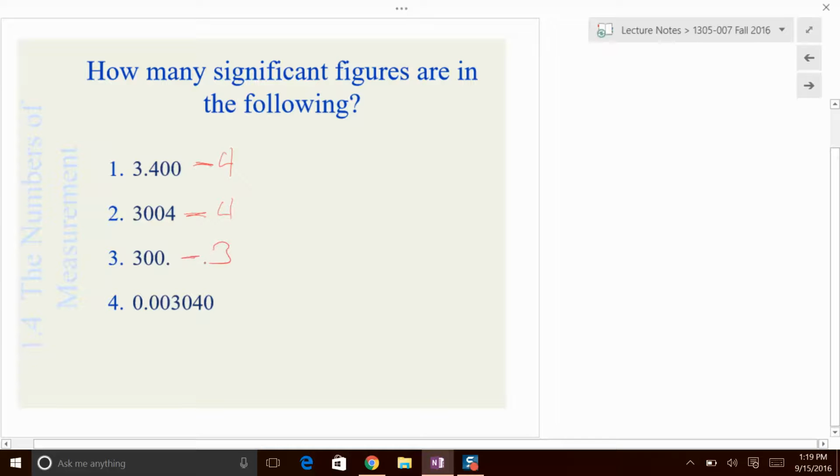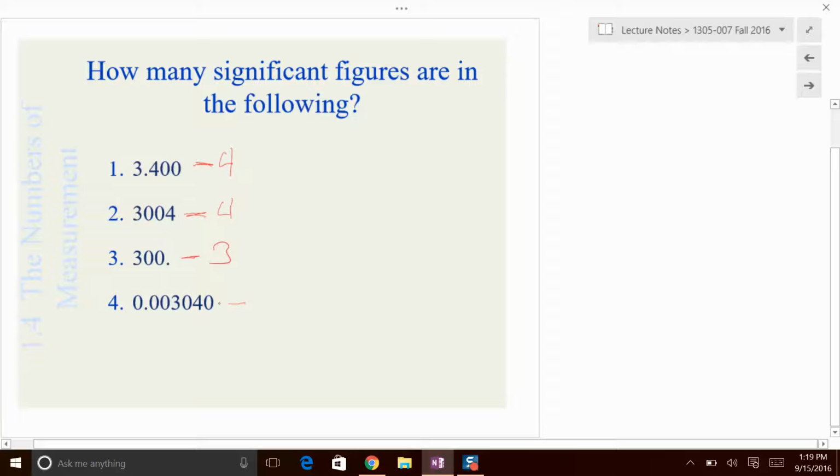3. This one's trickier because it has a decimal place. If there was no decimal place, there would only be 1. But because I write that decimal, that makes everything significant. Okay? So that's why I put that decimal there, to show 3 significant figures.